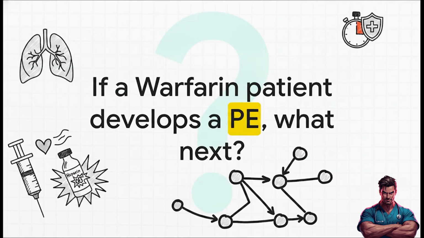So, I want to leave you with a scenario to think critically about. If a patient on warfarin develops a massive pulmonary embolism, do we just push more warfarin, or is it time for a completely different coagulation modifier? Remember, warfarin prevents new clots, but it does absolutely nothing to lyse an existing massive clot in the lungs. So, would you need a thrombolytic here, or maybe an IV heparin drip?